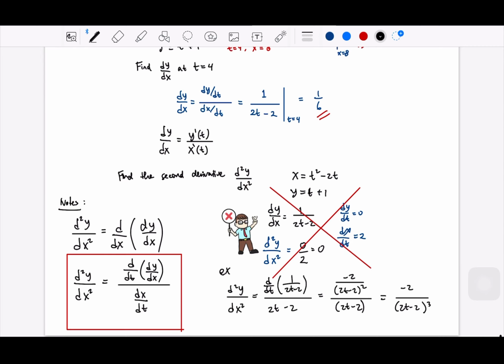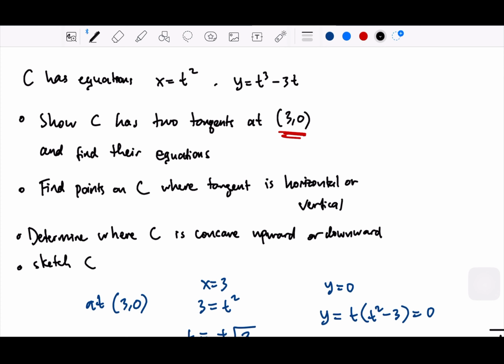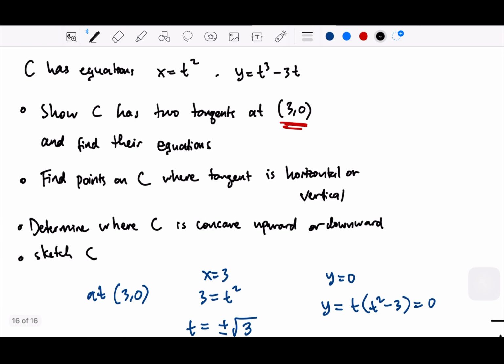Now the last questions, I think we haven't yet finished. So we have these equations. Let me review a little bit what we have. You have the equations x and y in terms of variable t, the parametric equations. The first one is to prove whether the curve has two tangents at the point (3, 0), and find the equation of the tangent, or find the tangent line.